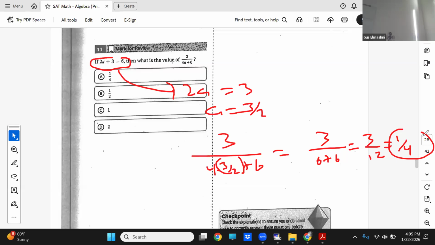Subtract 3, divide by 2. A is 3/2. Simple. And then throw it back into the expression, which is 3/4 plus 6. Throw it back in, do the math there. Of course, if you need a calculator like Desmos to do the calculation, it's fine. So sometimes it is better to just use your algebra skills.